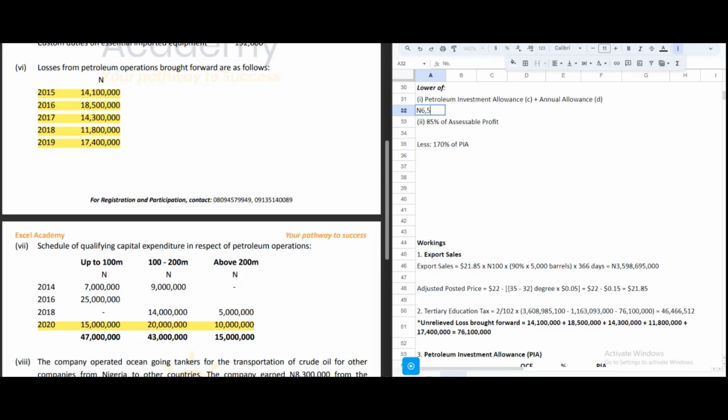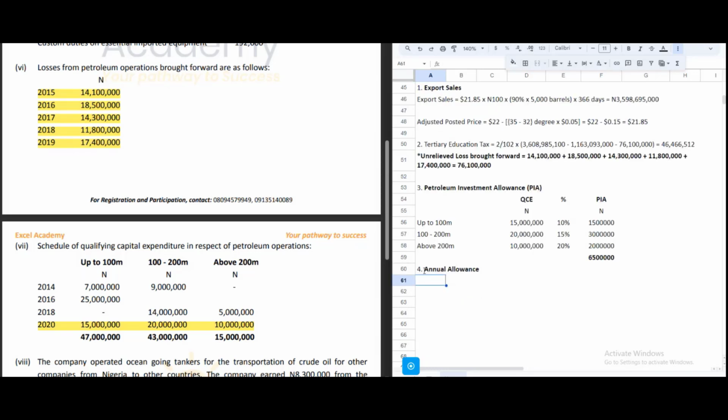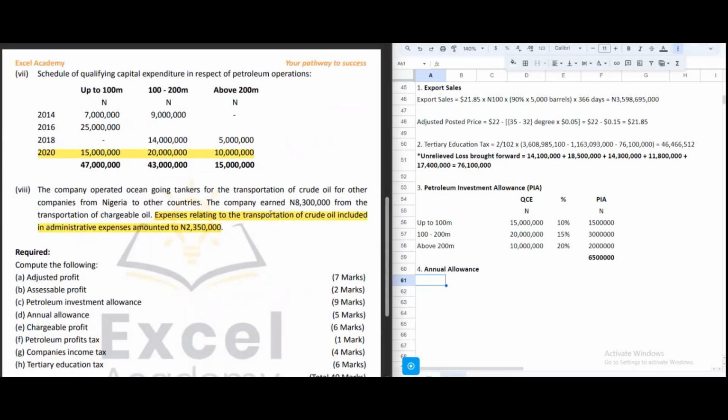This is 6.5 million. What is 3 plus the annual allowance? So we have 6.5 million. So the annual allowance, now check. This is the information of QC. We'll add it year by year, we'll add it according to the year.